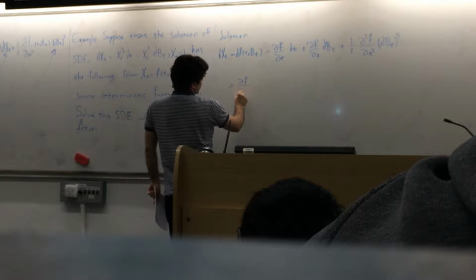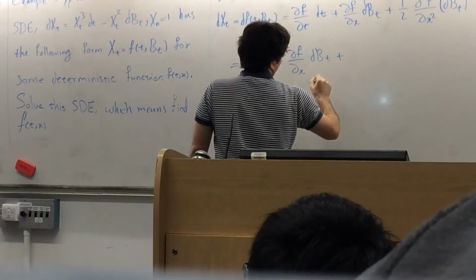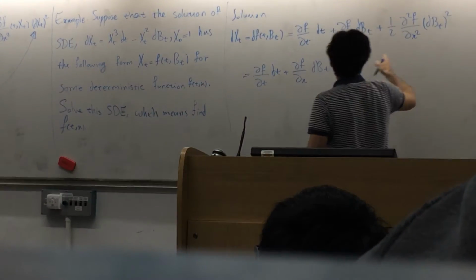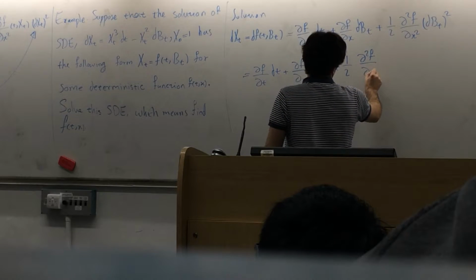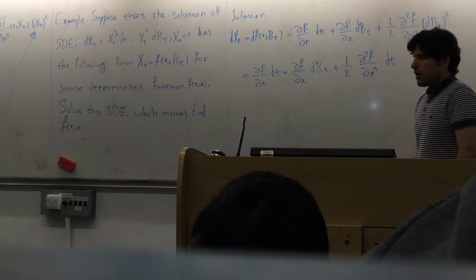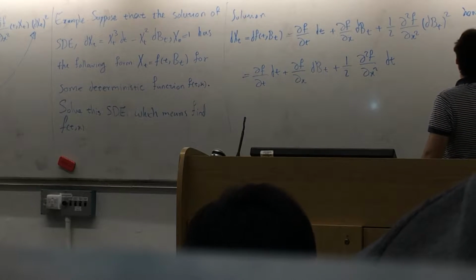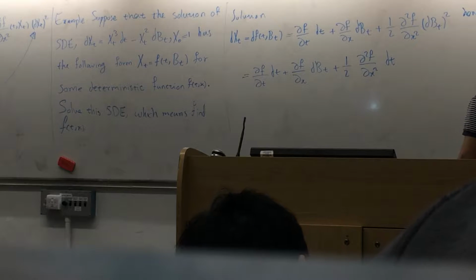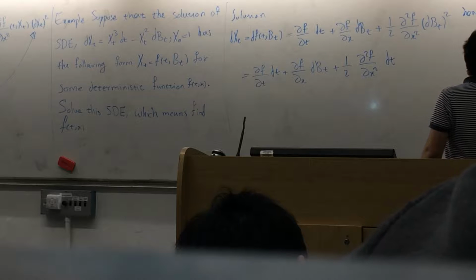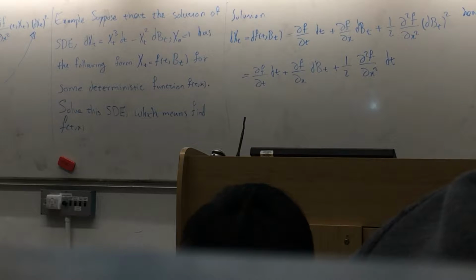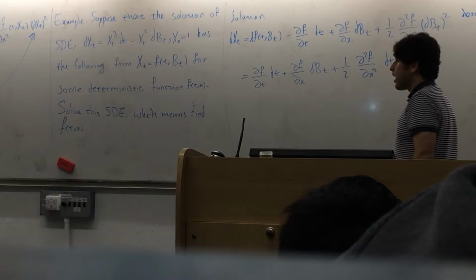Now this will be partial derivative of f with respect to t dt plus partial derivative of f with respect to x d of bt plus. So here the only term that we need to simplify is d of bt squared, which we know is dt. So our second partial derivative of f with respect to x squared, and this will be dt. Here, in order to emphasize, partial derivative of f with respect to t actually means partial derivative of f with respect to t evaluated at t and bt, and the same thing for x. Now sometimes people also use partial derivative of f with respect to dx, but I think this is much more obvious.